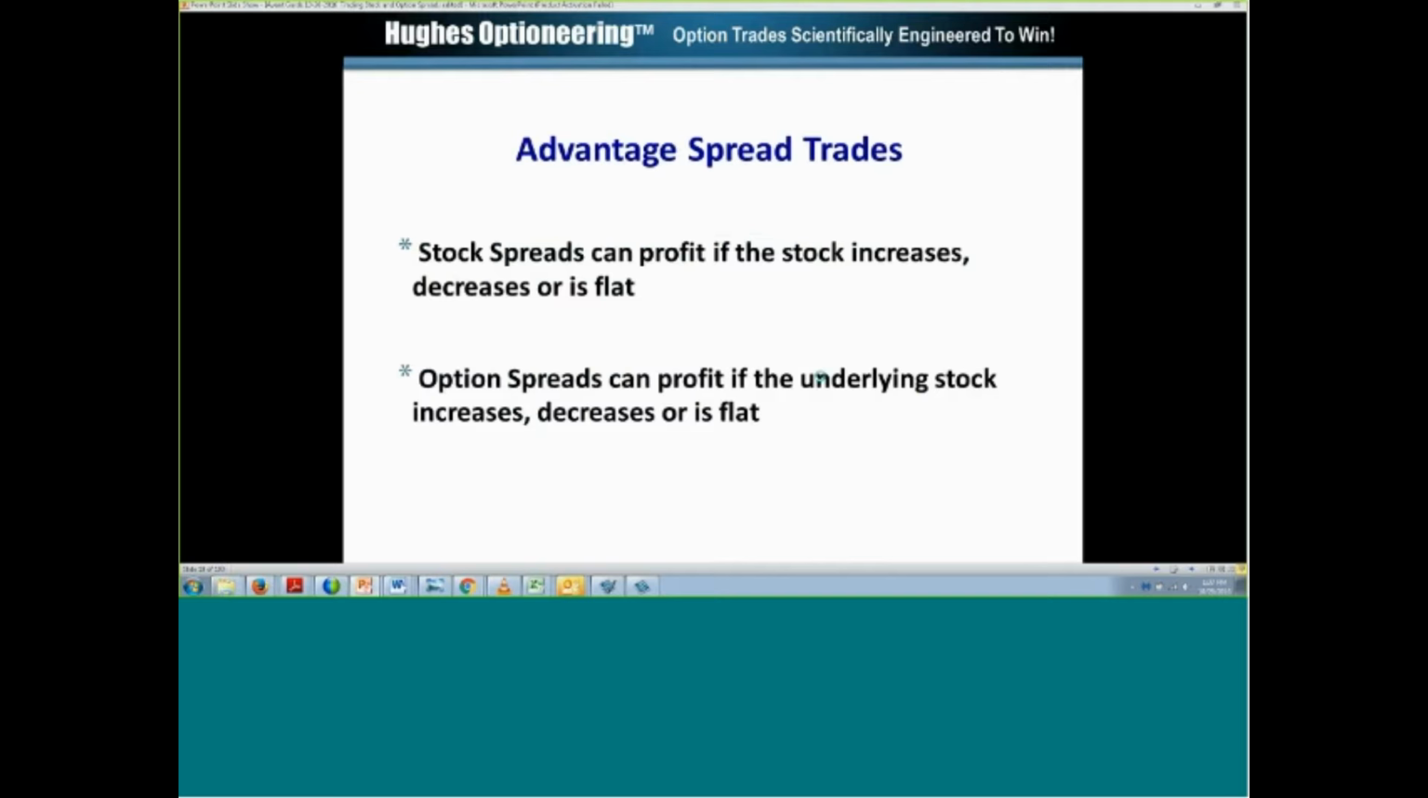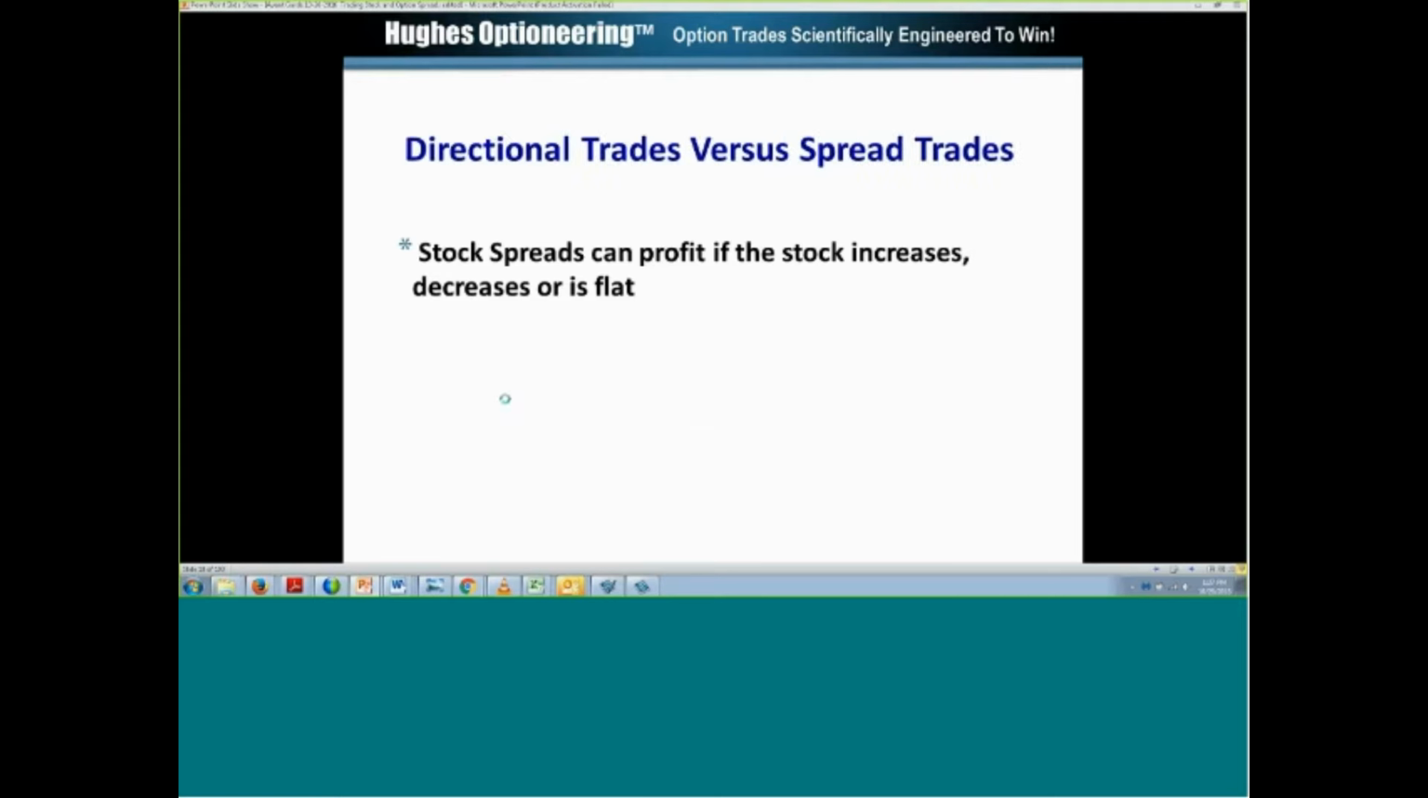So we like to trade stock and option spreads, and a stock spread can profit if the stock increases in price, decreases, or is flat at option expiration. So that's a big advantage over just a directional trade, where the stock has to increase in price or you lose money. And with option spreads, they can profit if the underlying stock increases, decreases, or is flat at option expiration. So that's a big advantage over directional trades, when you can profit if the stock is up or down.